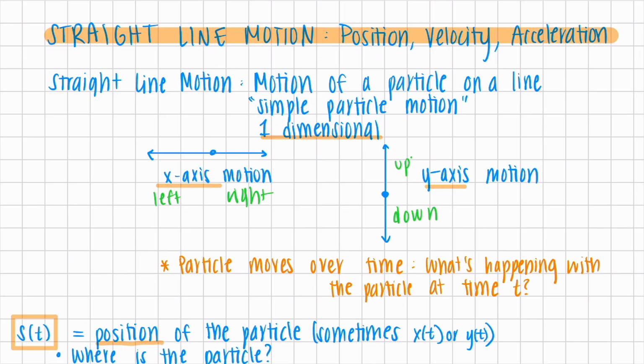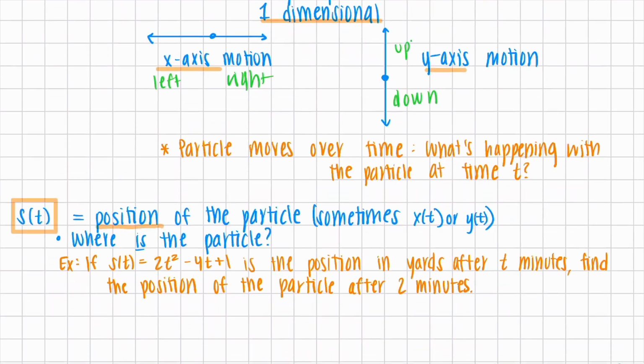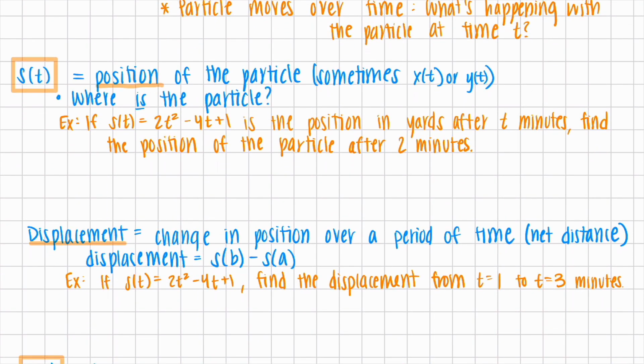So we're going to say at time t, the particle is at position blank, or at time t, the particle's velocity is blank. It's all with respect to time. So let's start with position. We generally represent the position equation with s of t. Other common ones are x of t or y of t. A lot of times we'll use x of t if the particle is moving along the x-axis, y of t if the particle is moving along the y-axis. This is the position of the particle, so where is the particle on the number line?